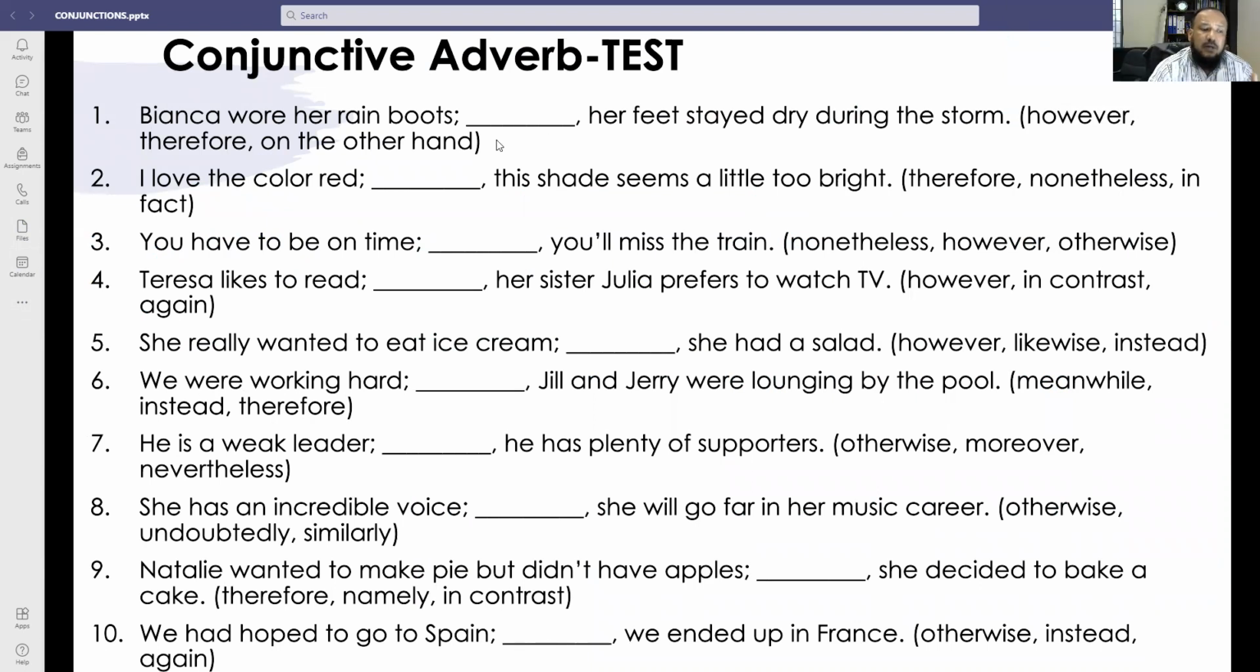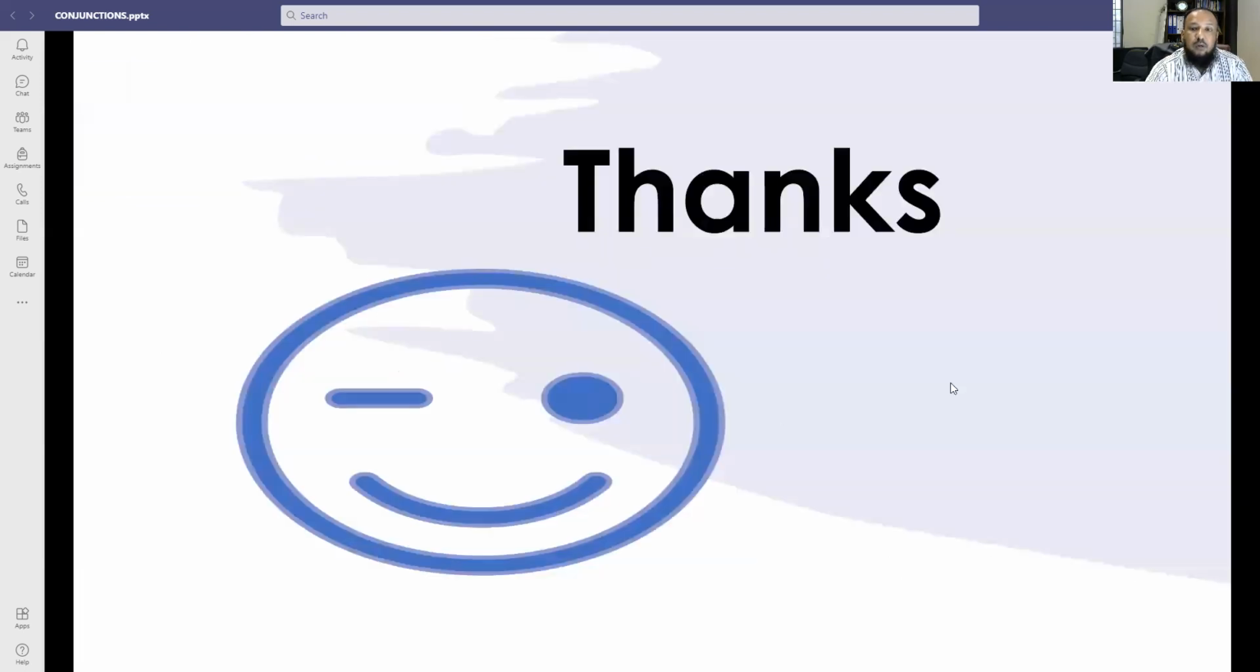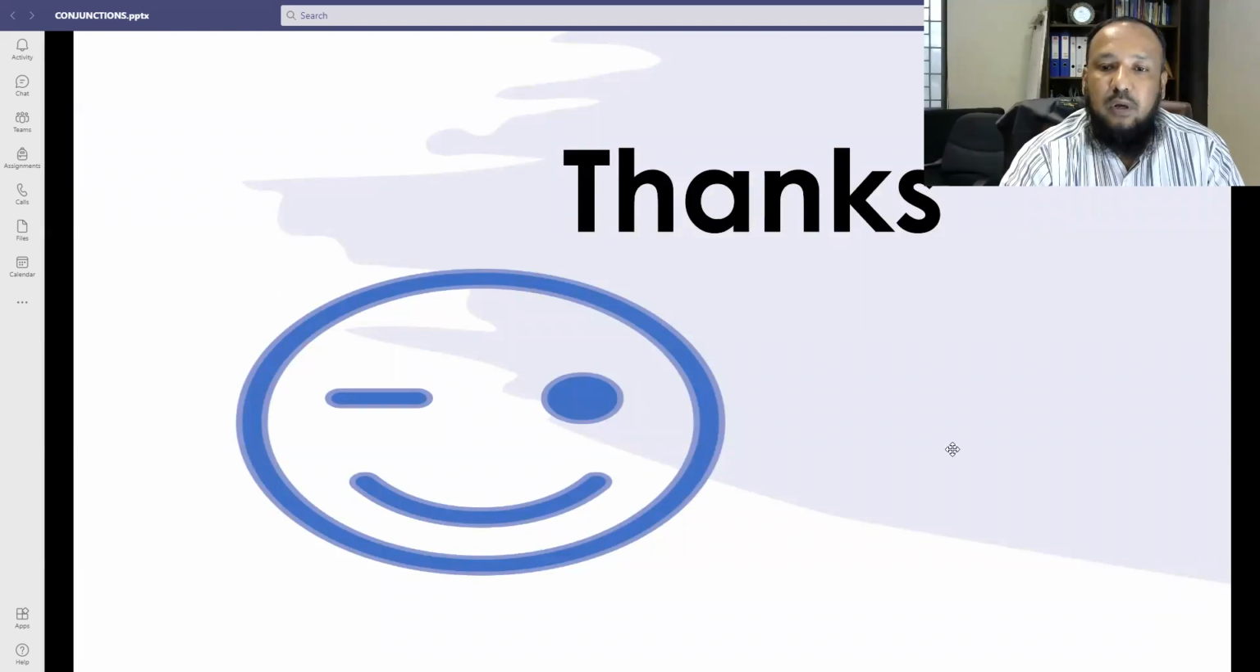You can see conjunctive adverbs. Again, there are 10 sentences. You can see which word is to be used over there. You know very well. And you can see the structure over here. Semicolon is used mostly, and after that the comma is used. So I'm pretty sure that this will help you a lot.